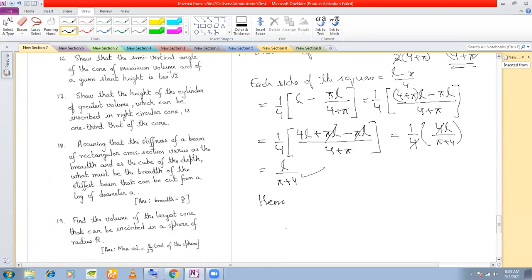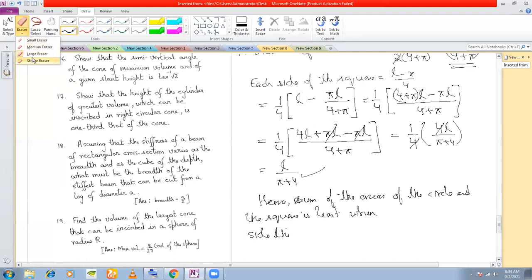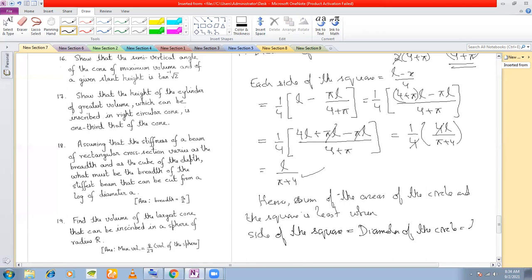Hence, the sum of the areas of the circle and the square is least when the side of the square is equal to the diameter of the circle, which is equal to L by pi plus 4. Hence proved.